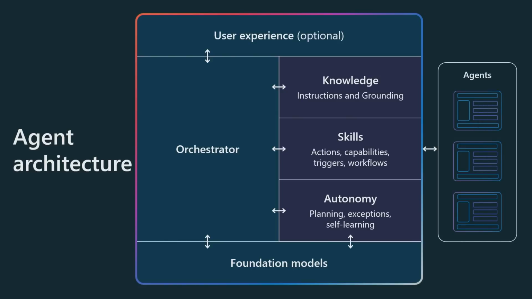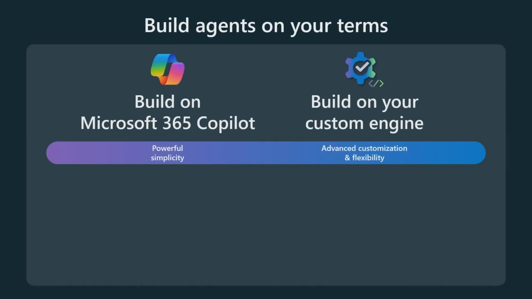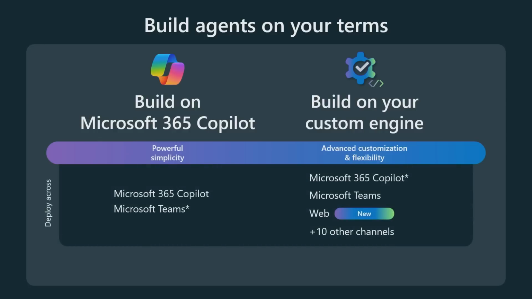Now, when we talk about this, we can have multiple agents running inside of Business Chat or Teams and other channels that your users might be engaged in. And there are two main options. You can build on top of Microsoft 365 Copilot, and we call those declarative agents. Or you can build on top of your own custom engines, and we call those custom engine agents. Now, declarative agents work right now in Microsoft 365 Copilot, and coming soon, those will also work in Teams. I'll be able to mention a declarative agent directly there in a channel or a one-on-one chat.